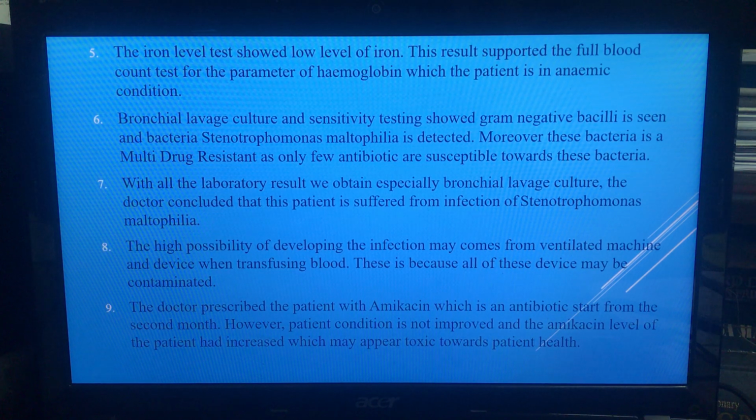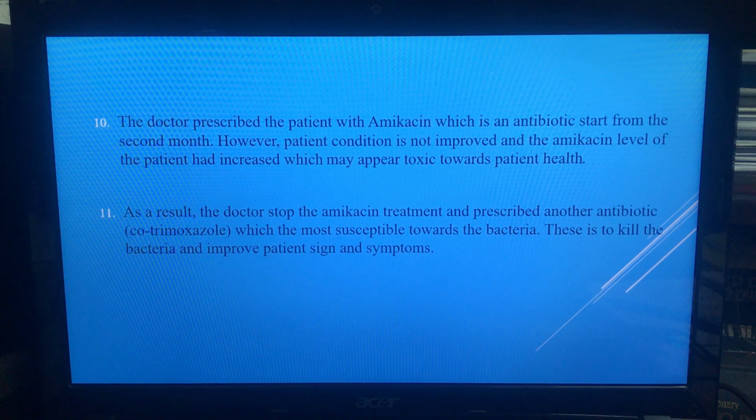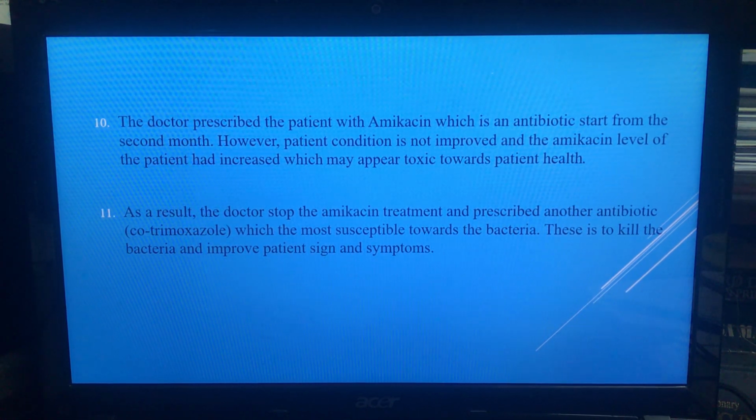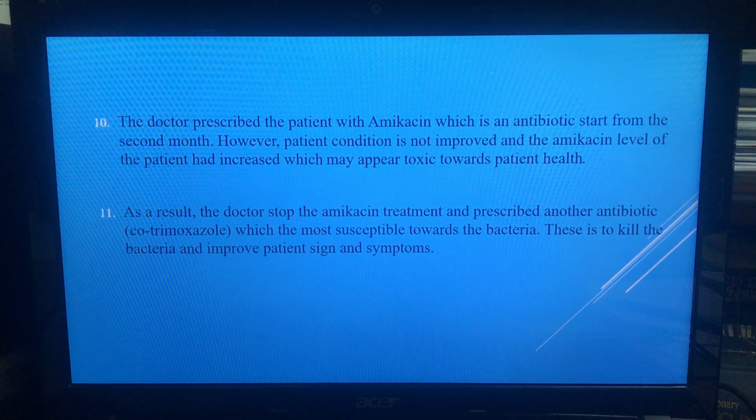The doctor prescribed the patient with amikacin, which is an antibiotic, starting from the second month. However, the patient's condition did not improve and the amikacin level of the patient had increased, which may be toxic towards the patient's health. As a result, the doctor stopped the amikacin treatment and prescribed another antibiotic, cotrimoxazole, which is the most susceptible towards the bacteria Stenotrophomonas maltophilia. This is to kill the bacteria and improve the patient's signs and symptoms.